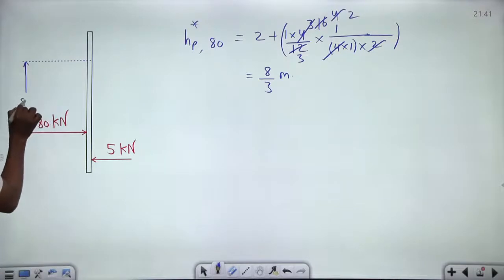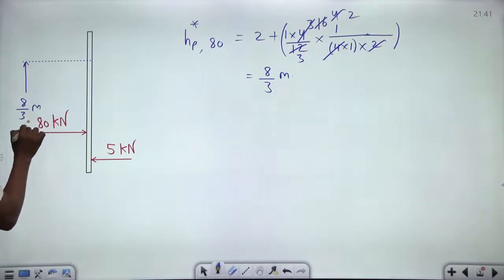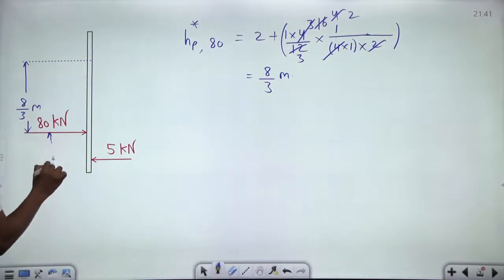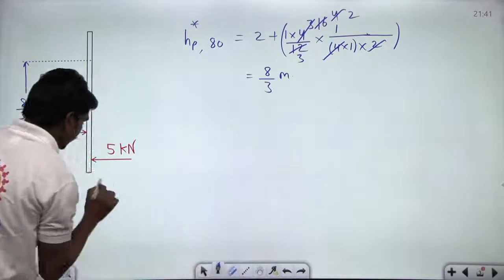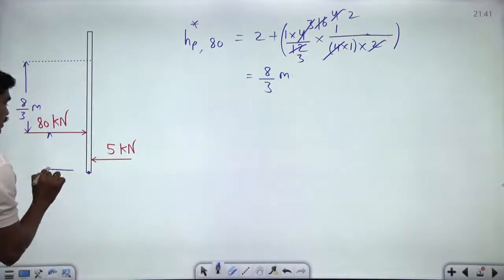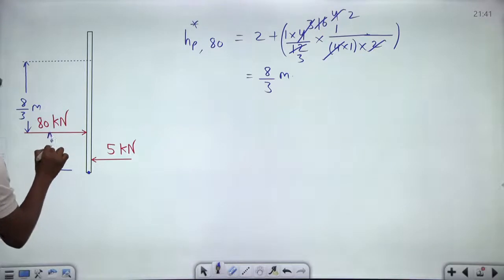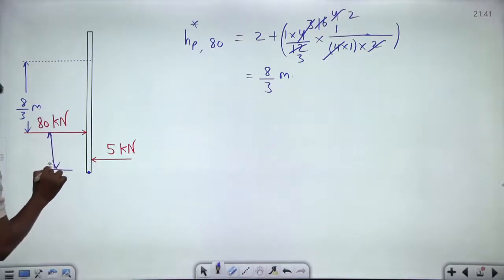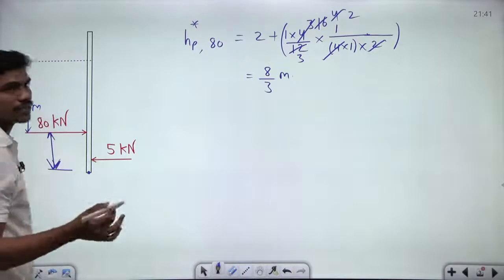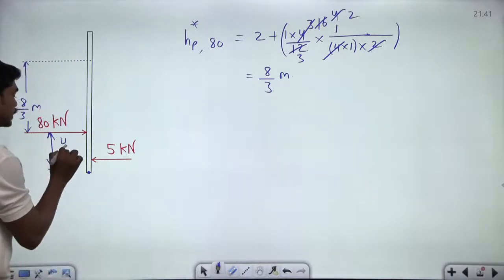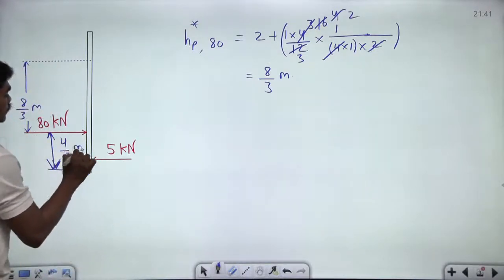It's calculated as 8 by 3 meters. But this total length is 4. So what is this length about this moment arm? For example, if you are taking moments about this point, then this distance, how much is this? 4 minus 8 by 3. 4 minus 8 by 3 is nothing but 4 by 3 meters, correct? So this is 4 by 3 meters.